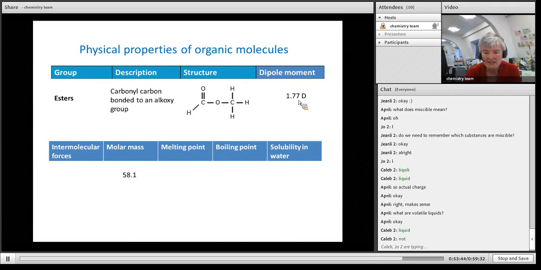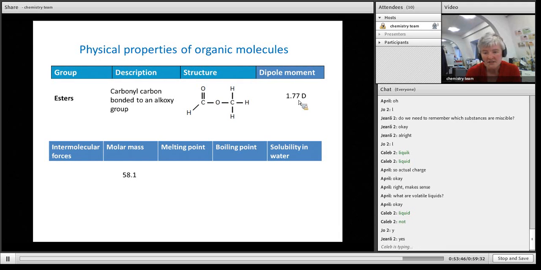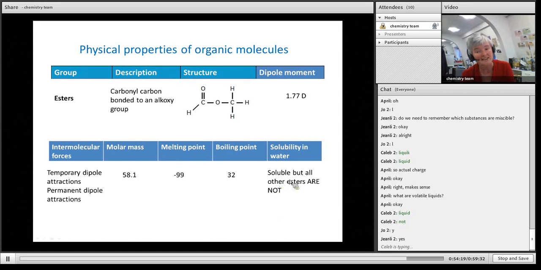Okay, in fact, it's a bit of a trick question because there's only one ester that will dissolve, which actually happens to be this one. It's the one with the least number of carbons in. So methyl methanoate will dissolve, but any other ester, if I had ethyl methanoate or methyl ethanoate, they just have too many alkyl parts to them and they won't dissolve. They'll float on top and they'll be slightly soluble.